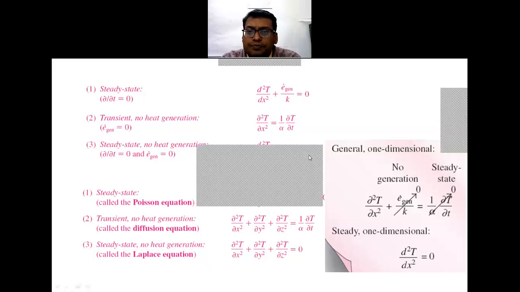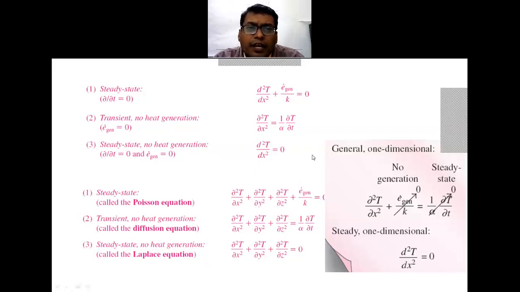So these are the three conditions that will be taken into account. One is the steady state condition, no heat generation term, and the diffusion term. So we have to manipulate three terms. Now when it's a steady state, the first condition, delta T upon delta t is equal to zero. The terms involved are the diffusion and generation term, and that is called Poisson's equation. That is called Poisson's equation at a steady state. The equation for steady state is known as Poisson's equation.